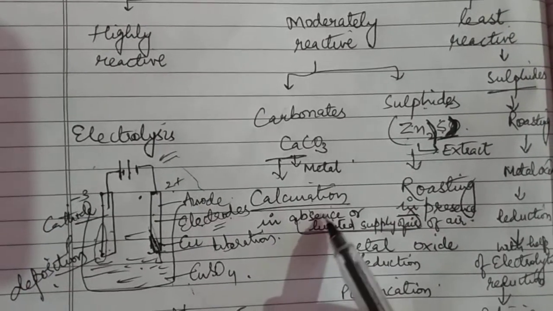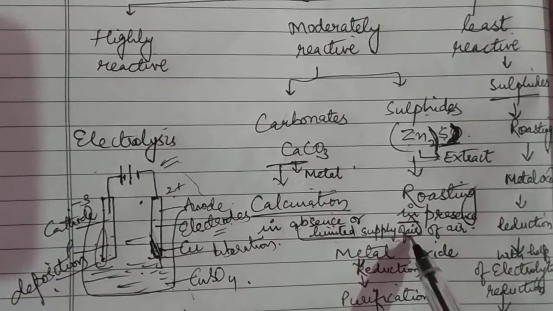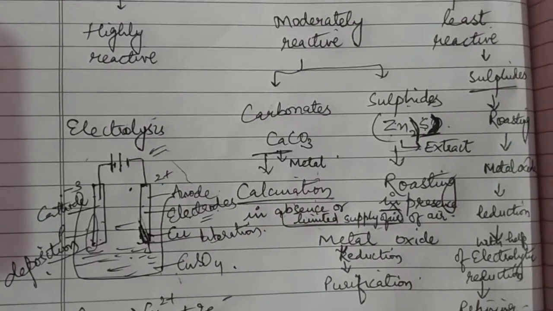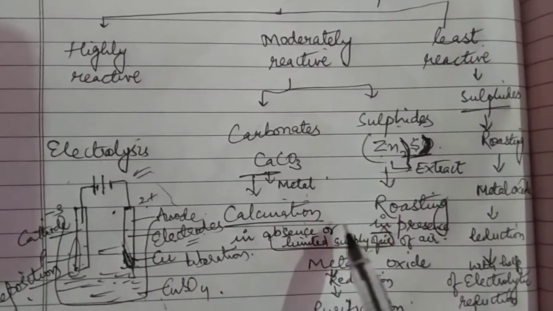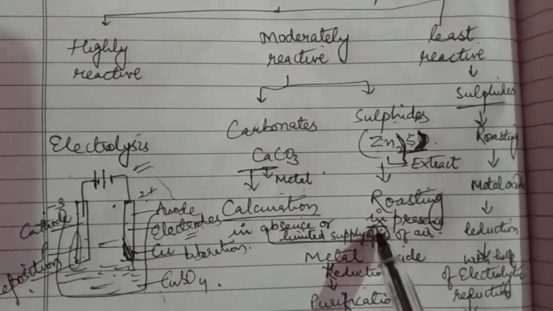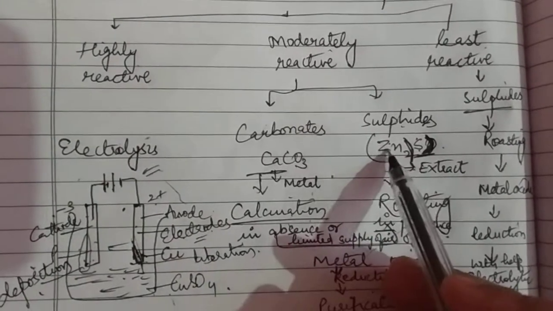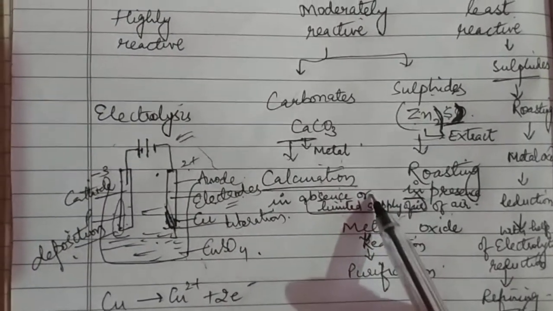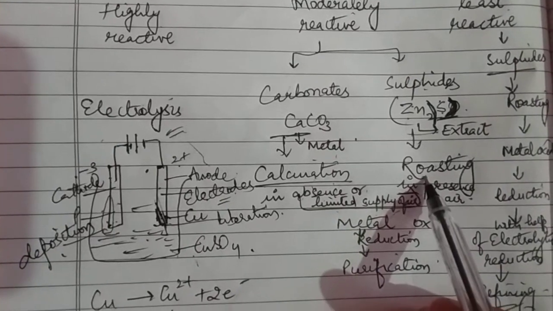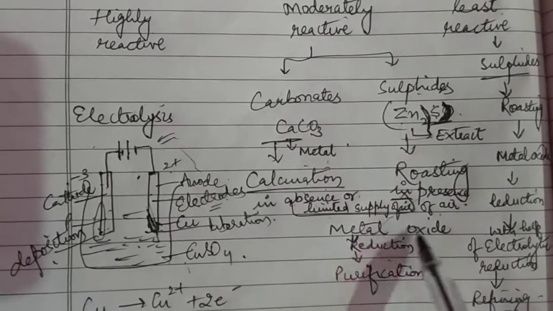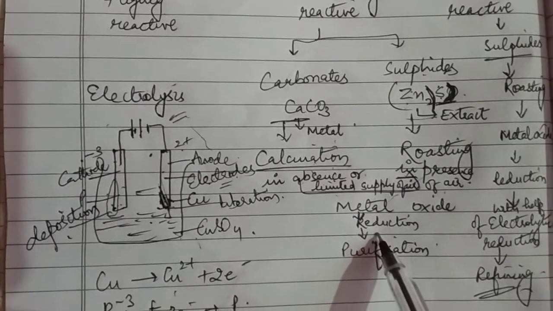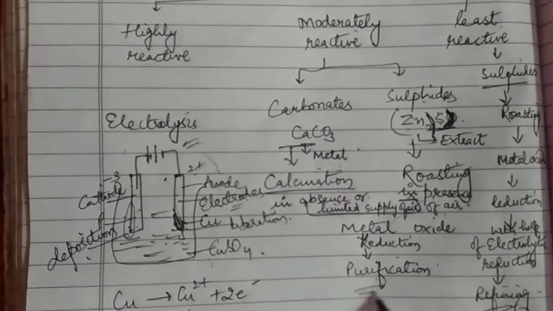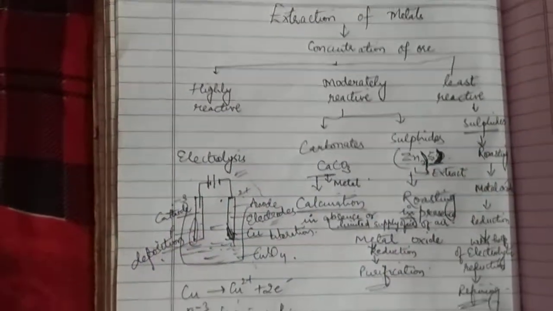Calcination means heating in the absence or in a limited supply of air when we obtain the metal. But roasting is different from calcination. Roasting means heating in the presence of air when we extract the metal. Right? So when we use these two processes, afterwards metal oxide is formed, and while doing reduction we get the pure metal in moderately reactive.